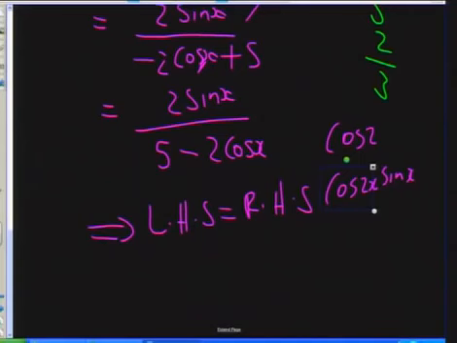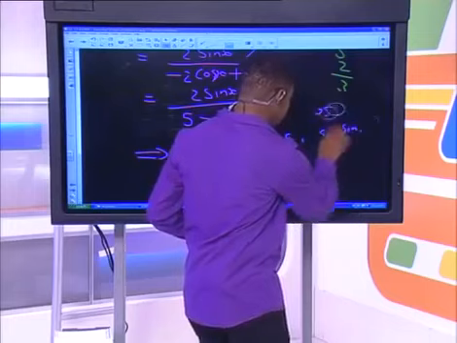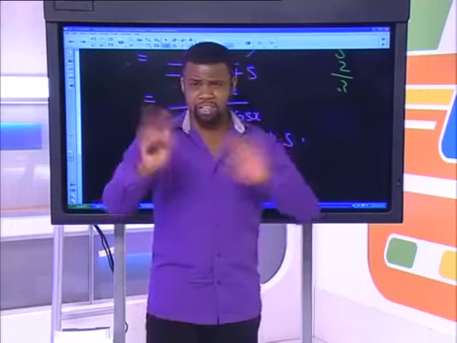Cos 2 sine x is equal to 2 sine x. No, I don't think so. X and x must be... I don't think that's correct. Okay, I hope you get this identity, guys.